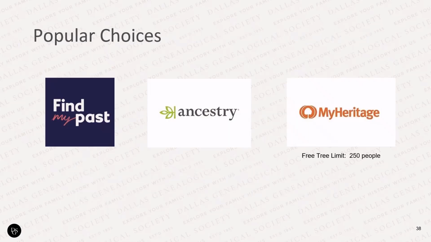Now, some popular choices for doing things in the cloud include companies known as Find My Past, Ancestry.com, and MyHeritage. Each of these choices will allow you to build a tree for free and not charge you anything to get started. The thing about MyHeritage is that they will limit you to 250 people in your tree. And if you try to go beyond that, you will then have to start paying them for the privilege of having a much larger tree. That's not true, at least the last time I checked, for Find My Past and Ancestry. So, in my opinion, I think that the scale tilts a little bit in their favor as far as where I would start going.